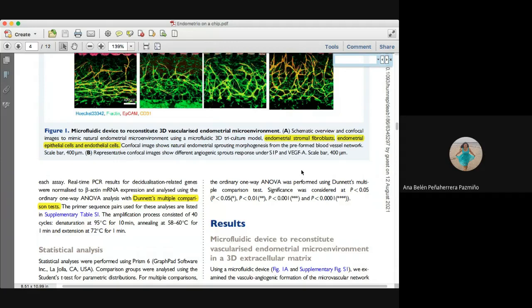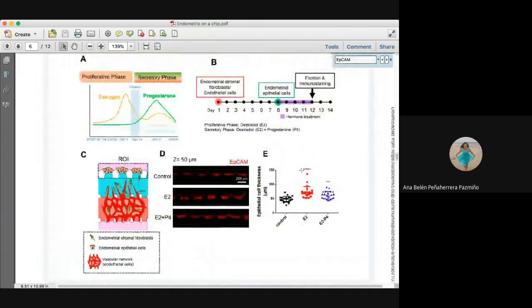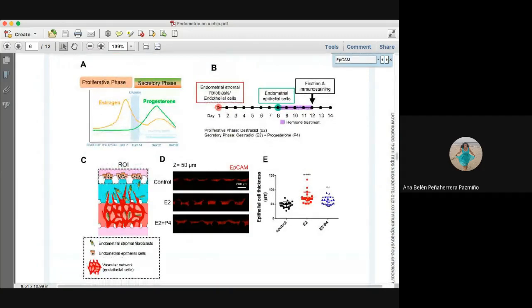Okay, so they are going to test different treatments, and they are going to emulate the same conditions of the phases of the female cycle. So here you see the proliferative phase is characterized by a high production of estrogen. Then the secretory phase is characterized by the high production of progesterone. And here you see a schematic of the experiment.